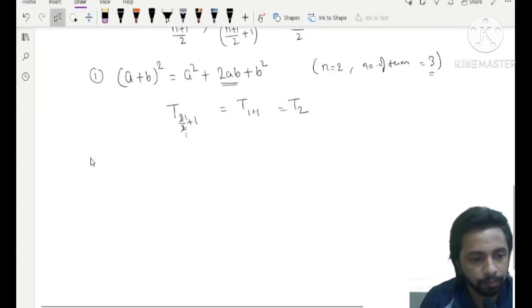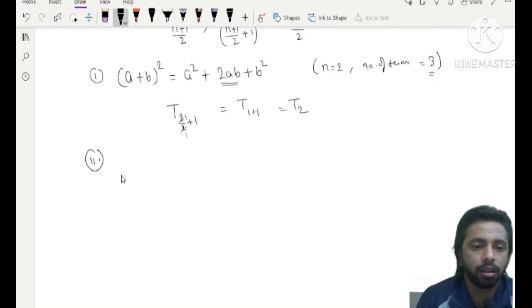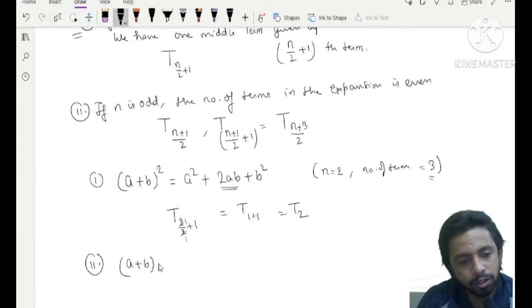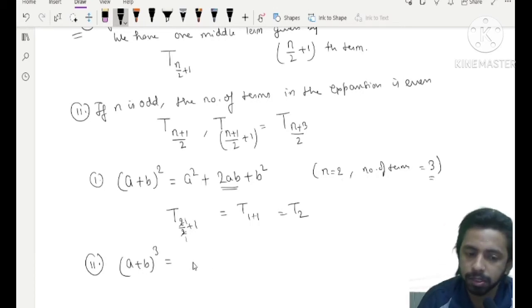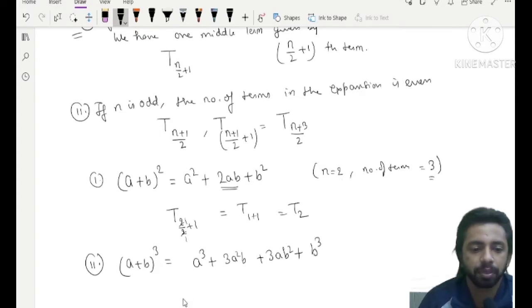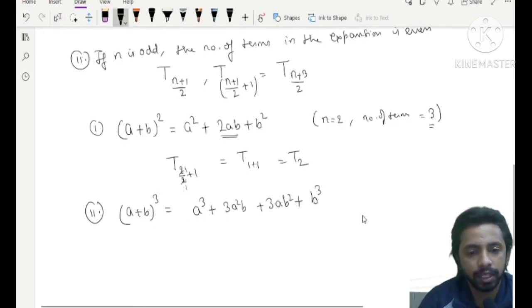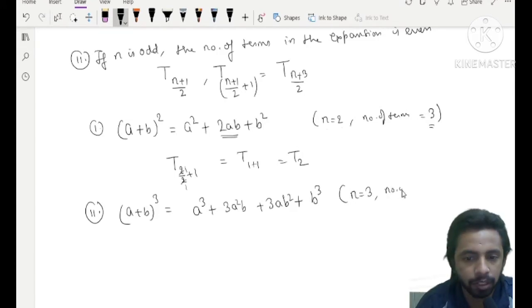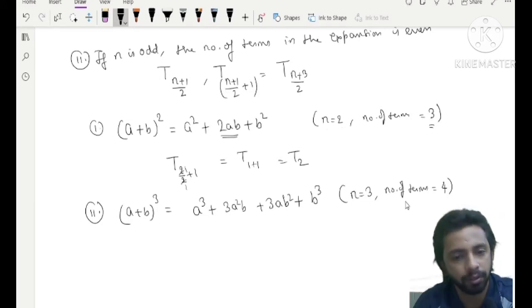Next one. If we take a plus b raised to the power 3, this will contain 4 terms. You know this formula: a cube plus 3a square b plus 3ab square plus b cube. This is the formula. Here we can see the value of n is odd and the number of terms here is even. In that case, if the number of terms is even, we must have 2 middle terms, this one and this one.